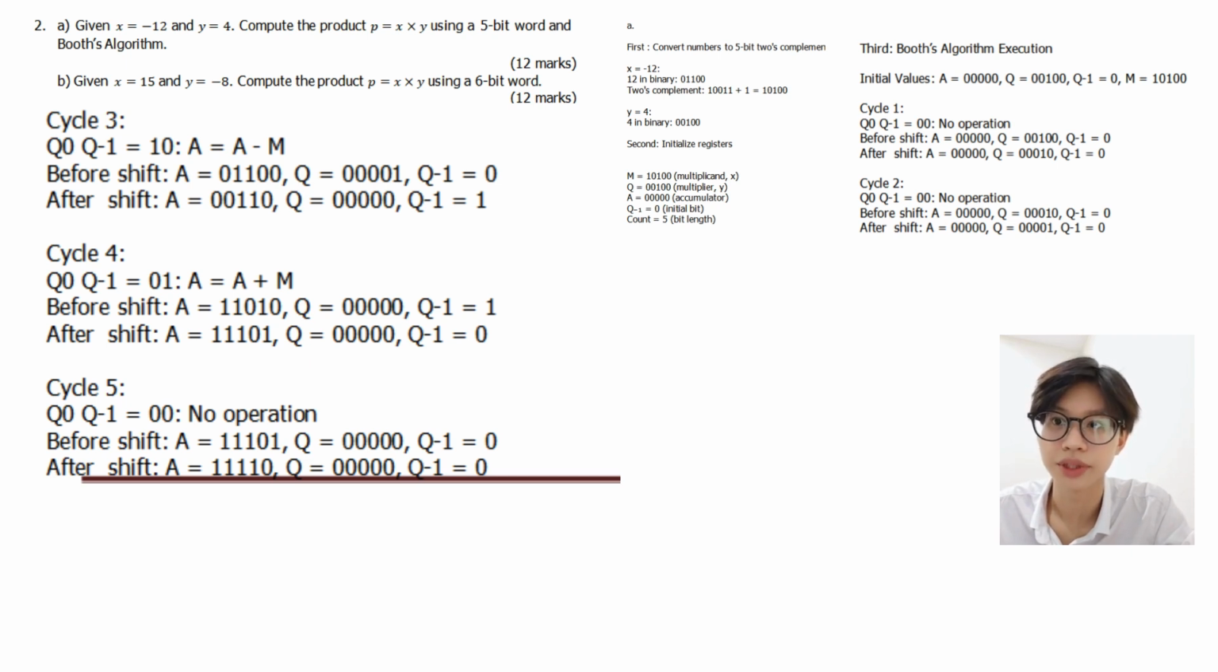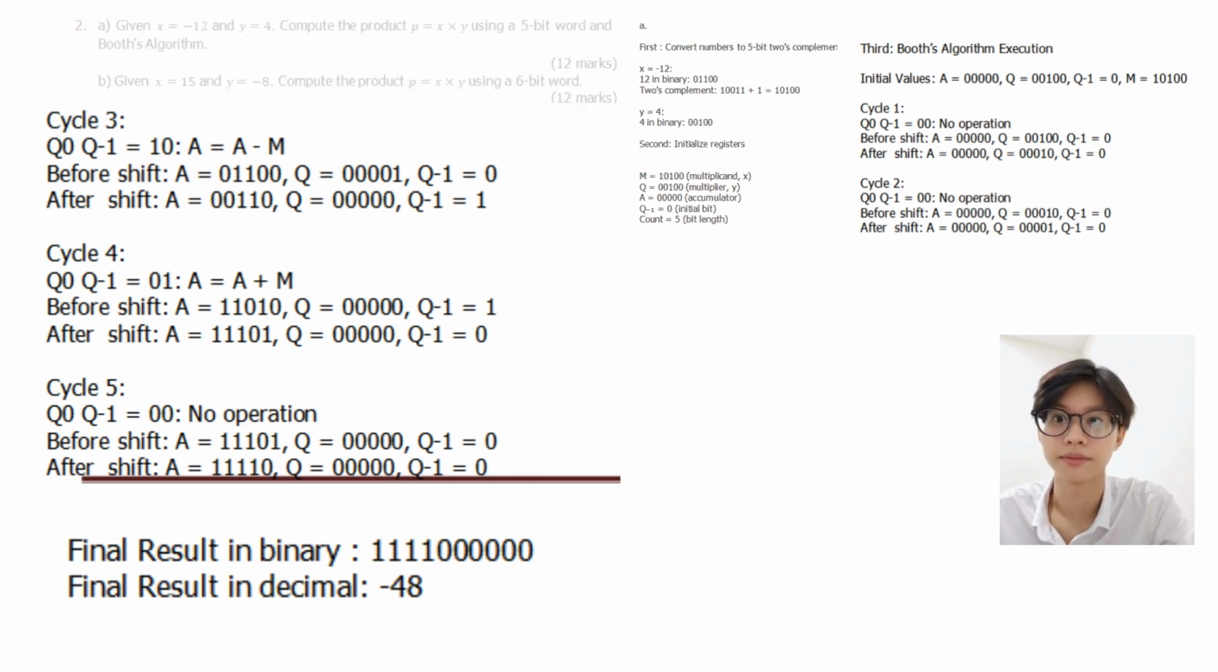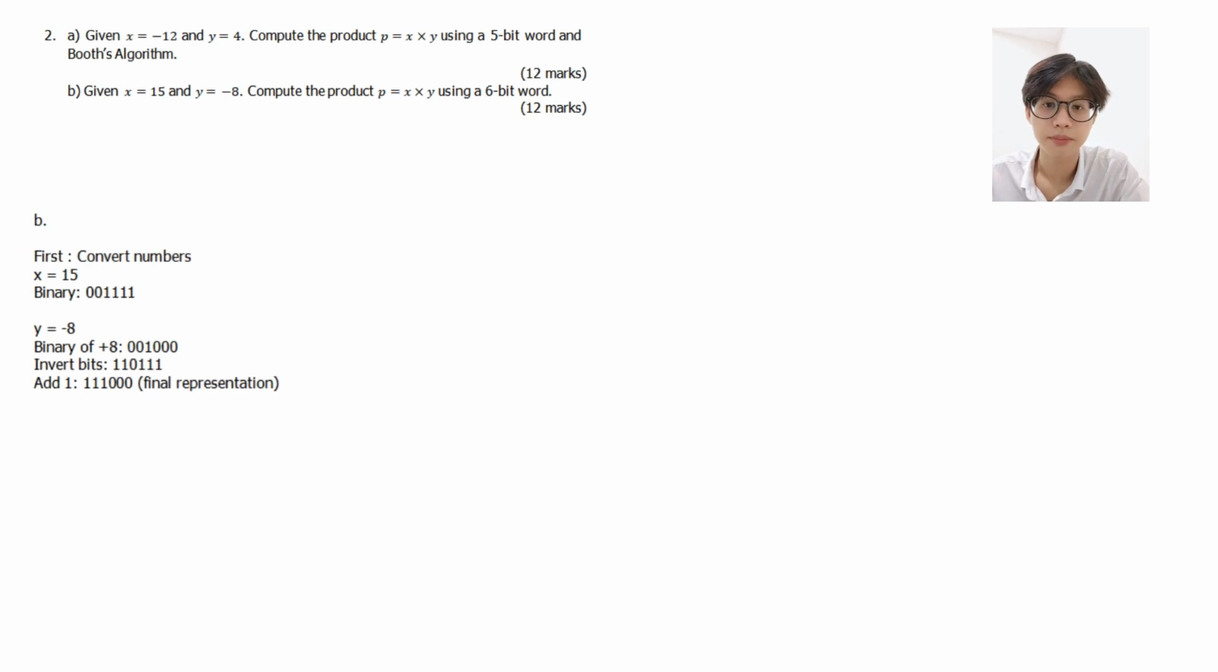11110, for Q is 1, 0, 0, 0, 0, and Q minus 1 equals 0. And when we combine them together, it becomes 1, 1, 1, 1, 0, 0, 0, 0, 0, 0. In decimal, it is negative 48. Question 2, part B. The question wants us to multiply 15 times negative 8 in 6-bit binary.